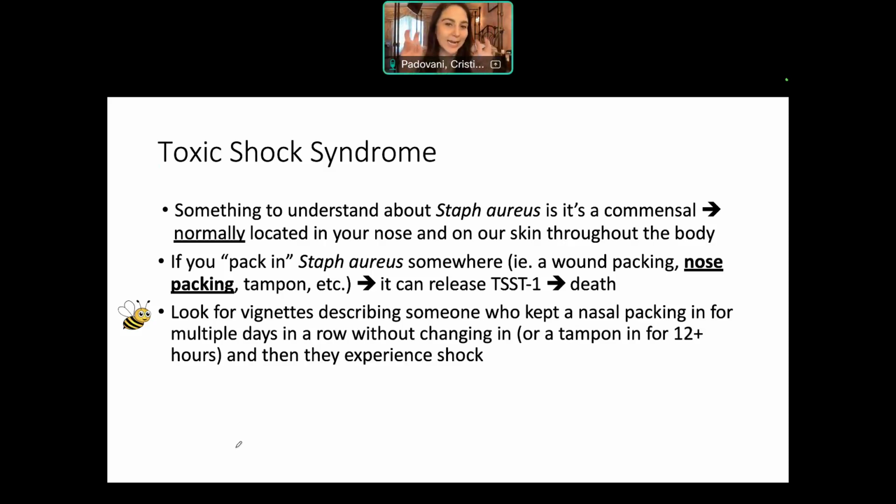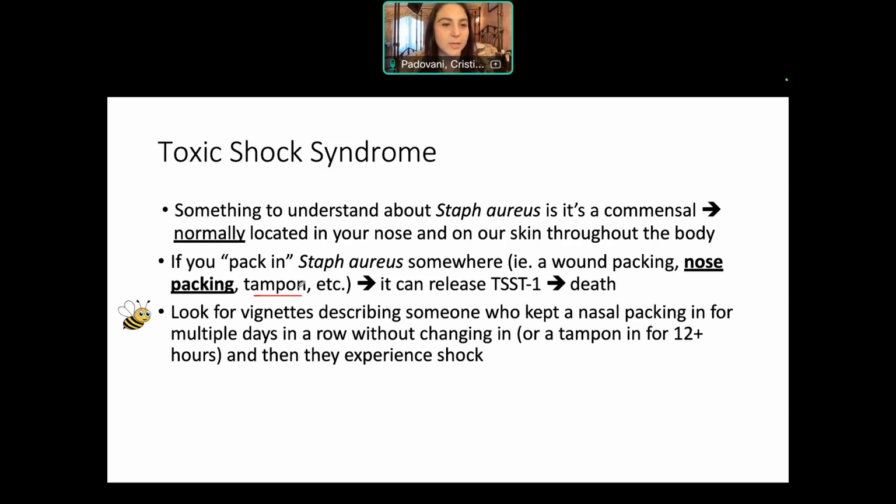But if you pack it in, let's say in the nose, you pack a wound, you put a tampon in, you're now packing in staph, because remember, it's located everywhere in the skin, in the nose, in the vagina. So if you're packing it in, it thinks it's being attacked. Like, what the heck is this? So if you do this for too prolonged of a time, that's why they say change your tampons every 6 or so hours.